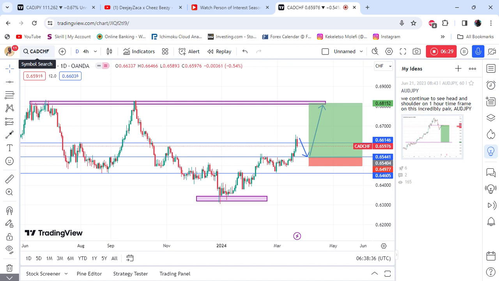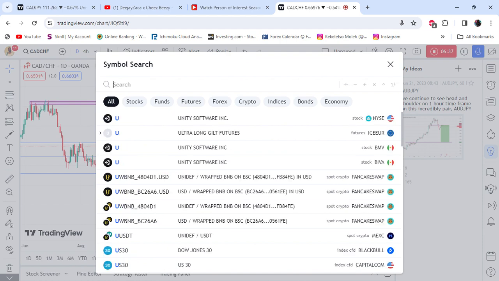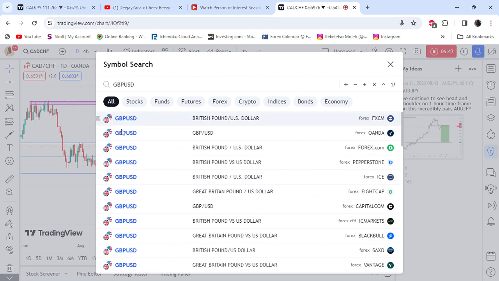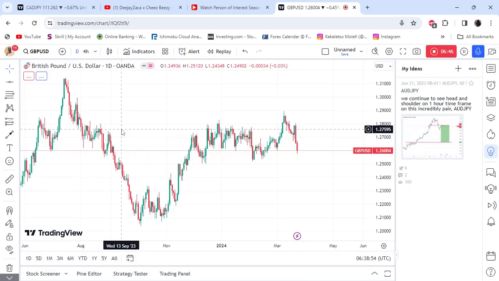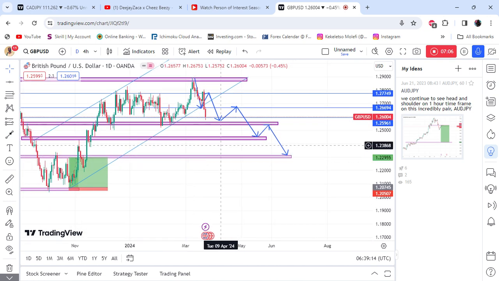Let's check GBPUSD now. On this one, it could be a bit tricky, but it's still fine. It looks like it's moving according to the predictions. So this is how our GBPUSD is looking.